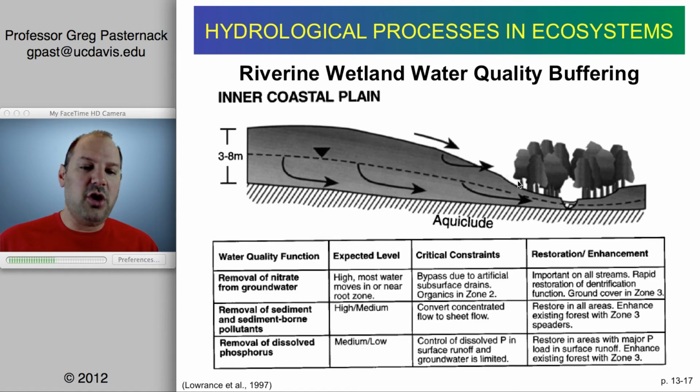Similarly, if there's any Hortonian overland flow or saturation excess, where it's running off on the surface, then those can be interacting with the roots and the base of the trees or any herbaceous plants. So you can see removal of nitrate from groundwater is expected to be relatively high, and therefore that's a very important function where there's a good opportunity to do that. Removal of sediment and sediment-borne pollution is very high, and removal of dissolved phosphorus is considered medium to low.